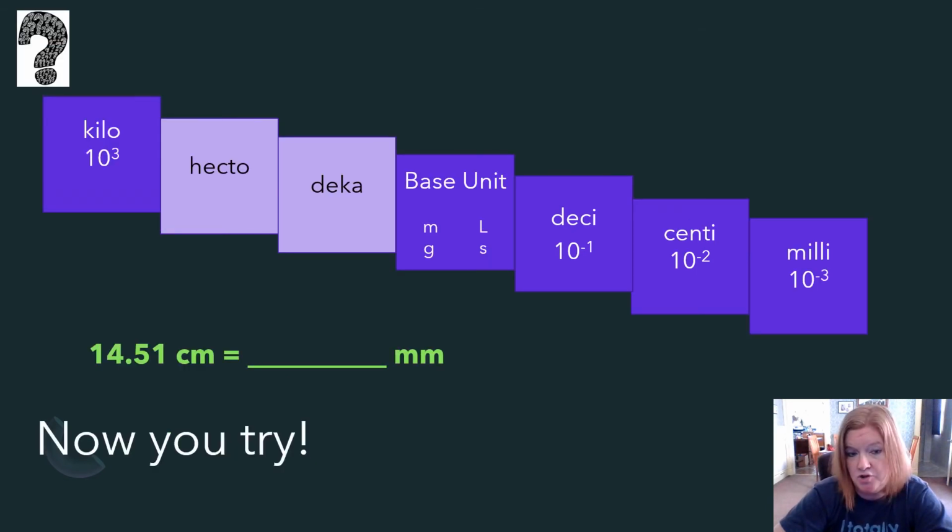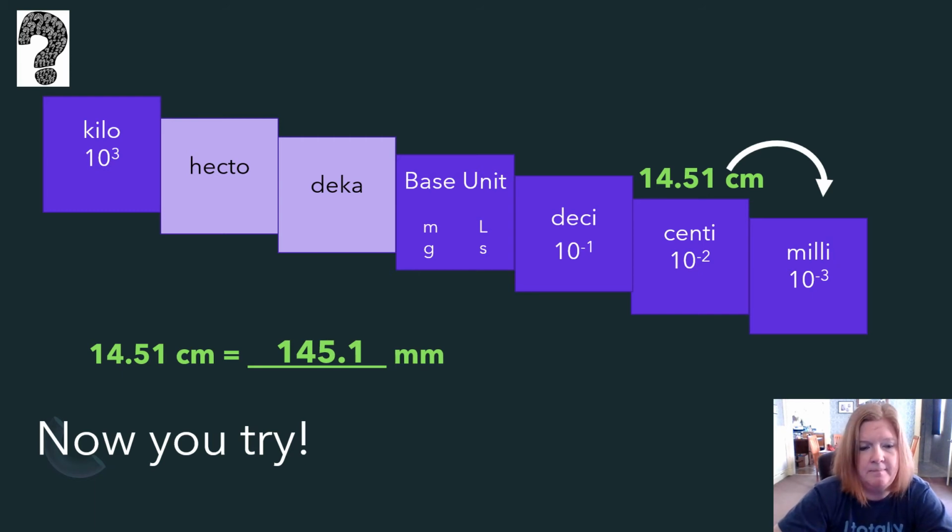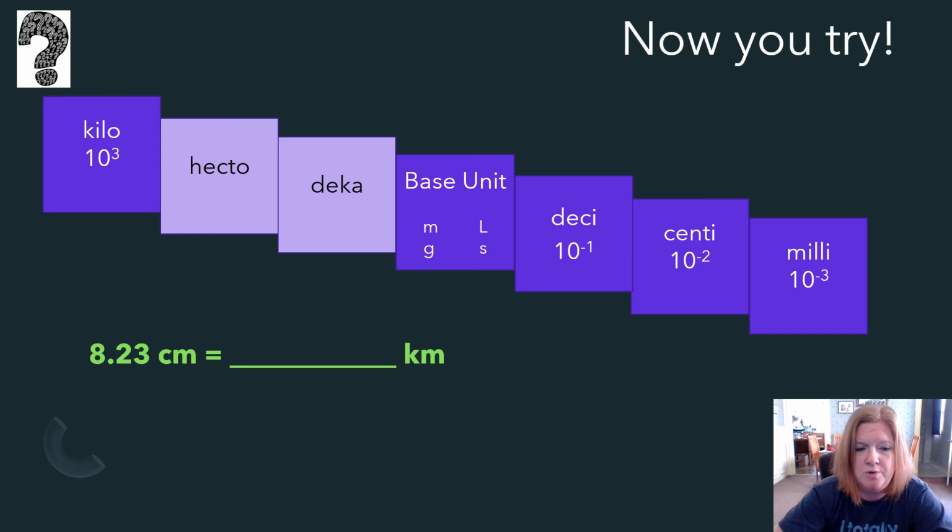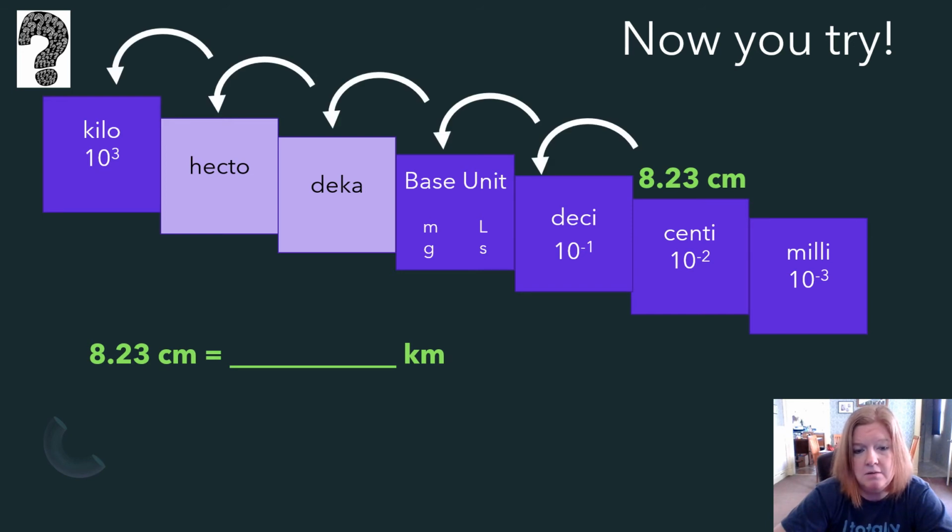Okay, so now you try. 14.51 centimeters to millimeters. See if you can figure it out. Again, we're starting here, going here. That should have been what you got. Okay, 8.23 centimeters to kilometers. Figure out where you're starting, where you need to get to, count, and then move the decimal. You should have started here, moving all the way up to there. That is 5 places, so you should have moved 5.